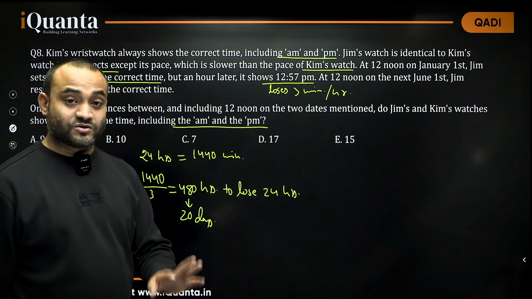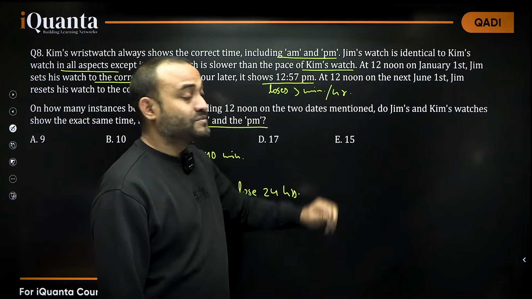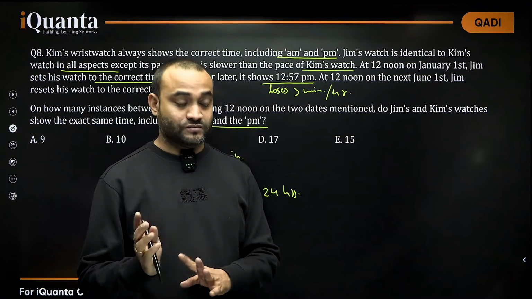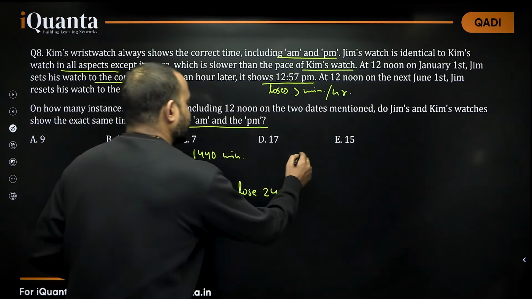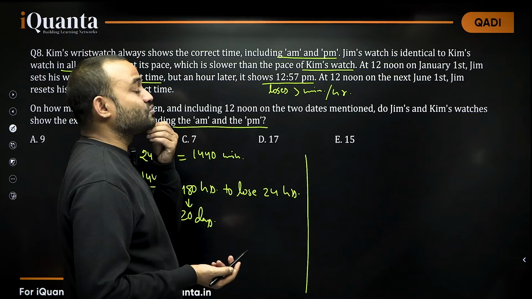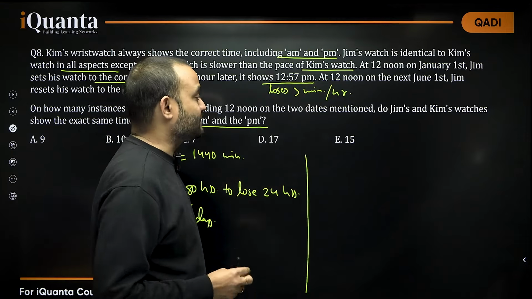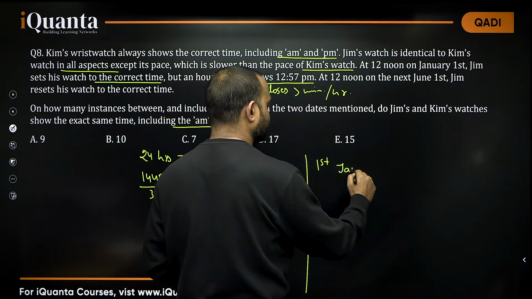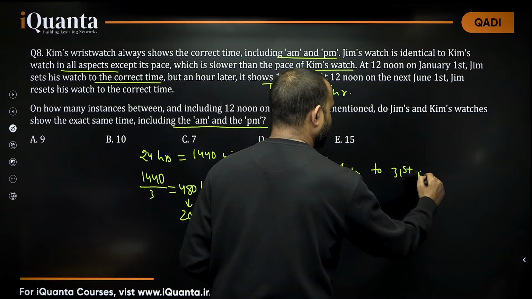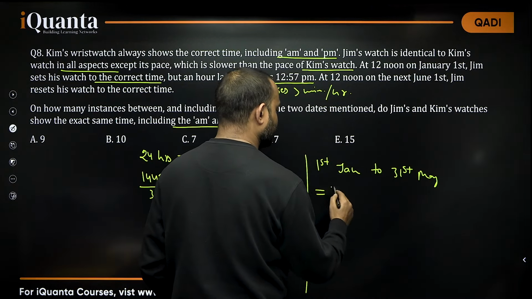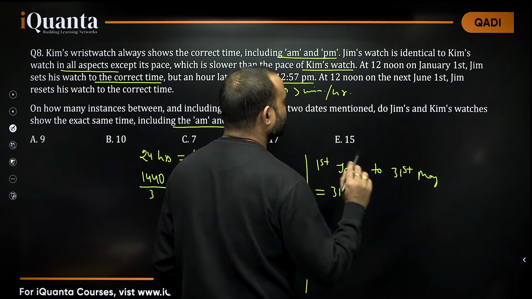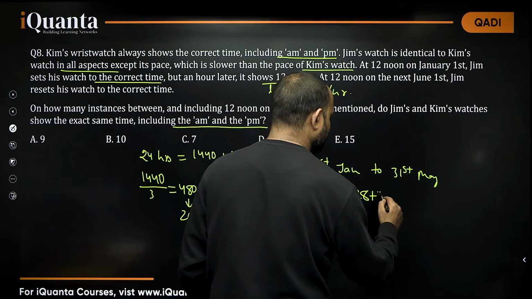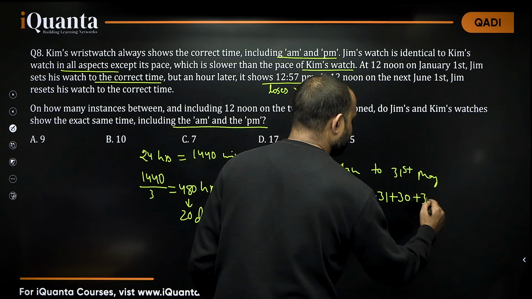So after exactly 20 days, means 1st plus 20, 21st January 12 noon, it will show the exact same time, 12 noon. Okay. Now it says between these 2 times, we already have included 1st January and 1st June when he resets. So 2 times already. How many days are from 1st January to 31st May? So this will be 31 in January, plus in February it could be 28 or 29, but let's take 28, we will take care of that later. March 31, then 30 and then 31 in May.